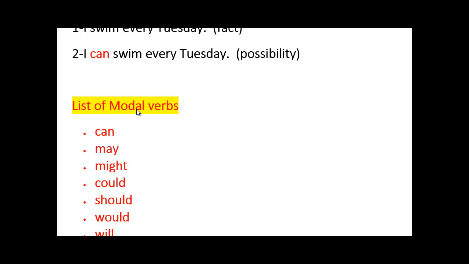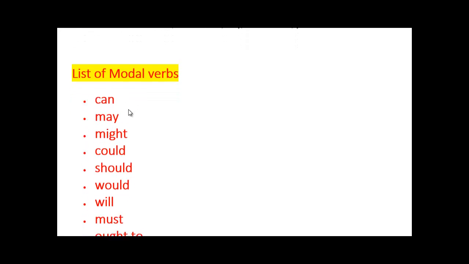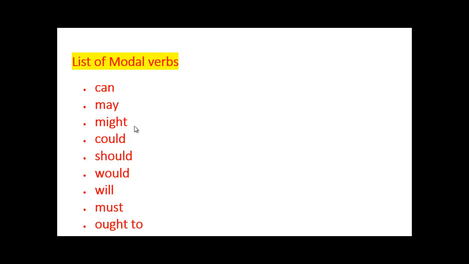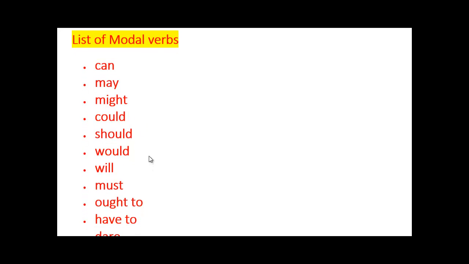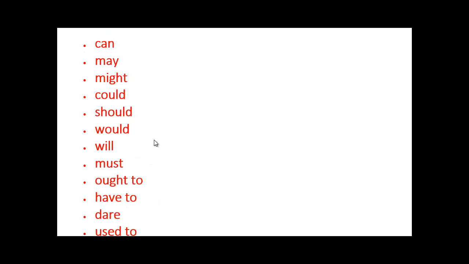Here's a list of modal verbs: can and could and may and might, and shall and should and will and would and ought to and must. Some modal verbs are not used a lot, like dare, used to or need to. But the most common ones that we use are can and could, will and would, shall and should, must and ought to and have to, and may and might.